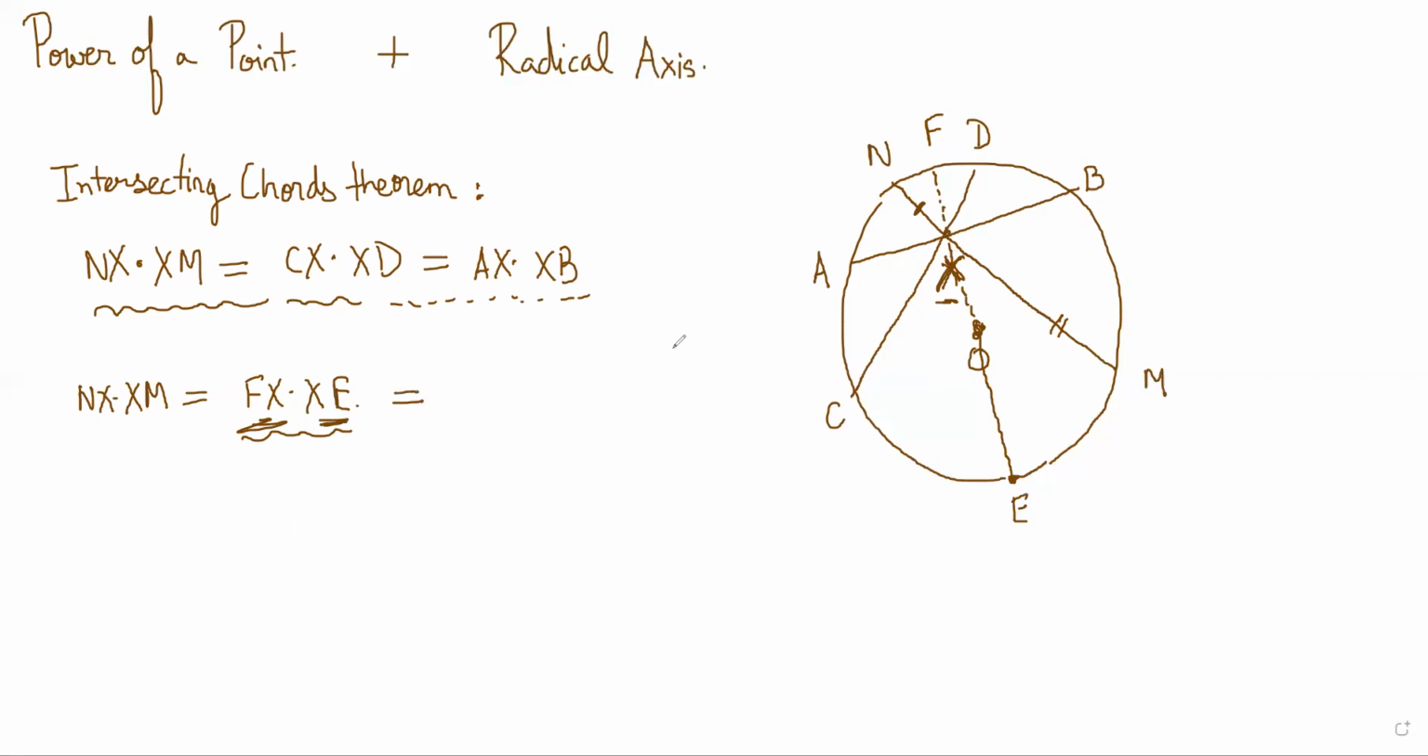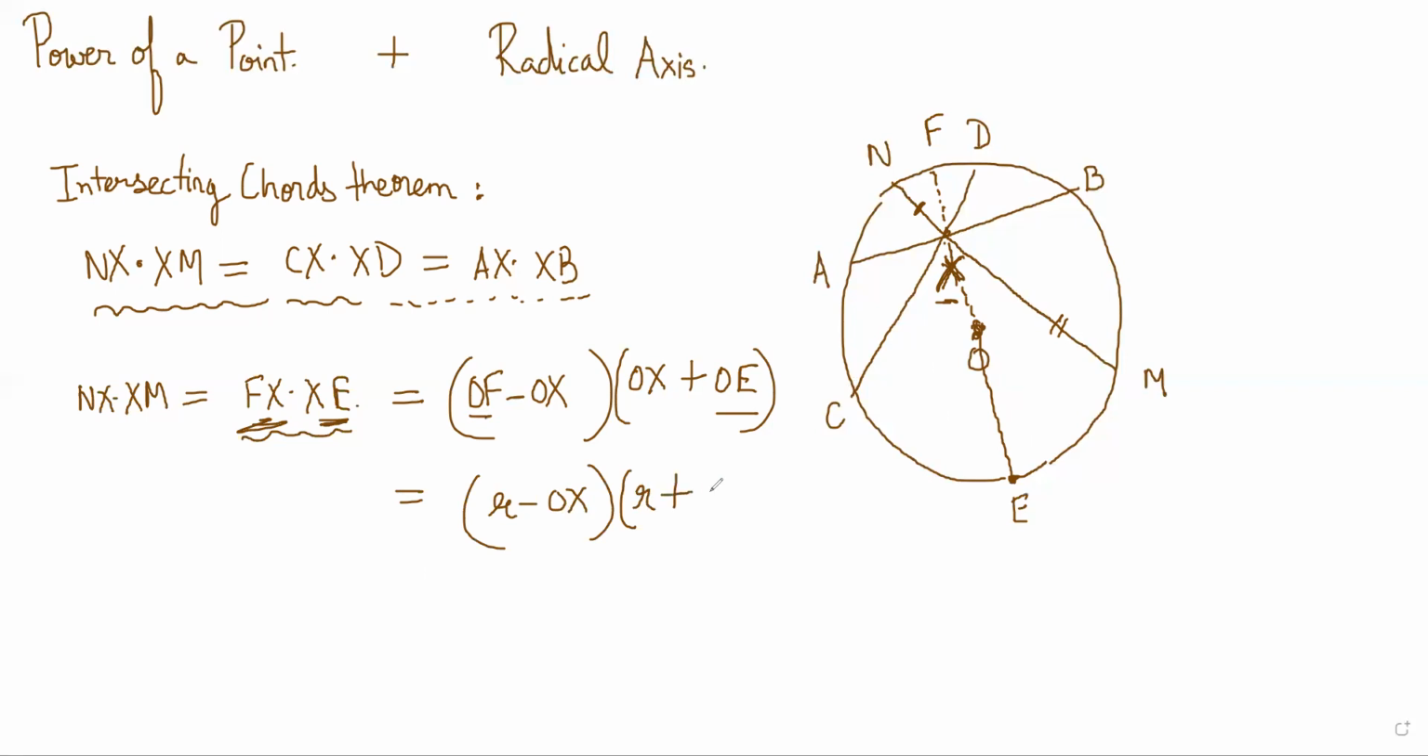Now, what we can say is, this FX can be written as OF minus OX, and XE can be written as OX plus OE. And OF and OE are basically the radius. So we can write R minus OX, and we can write R plus OX. That's R squared minus OX squared. So we get that this whole product is equal to R squared minus OX squared.